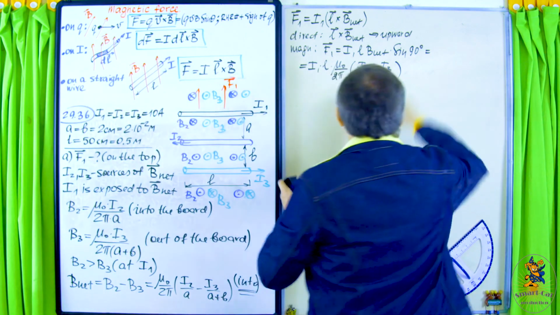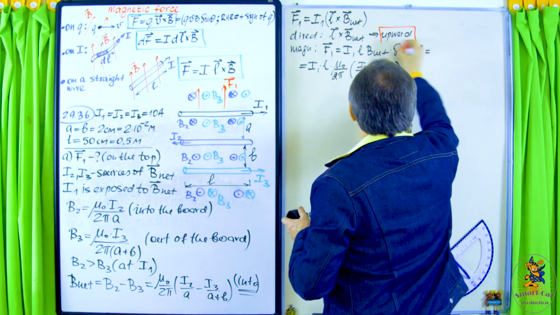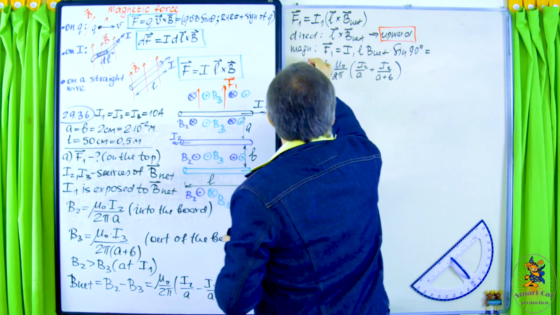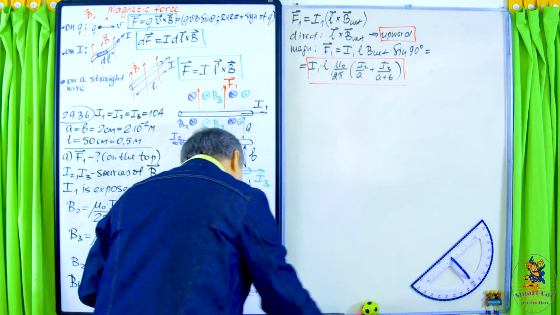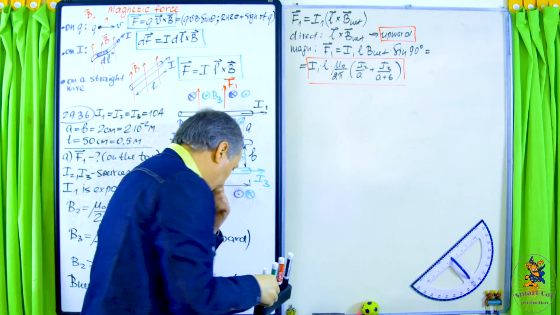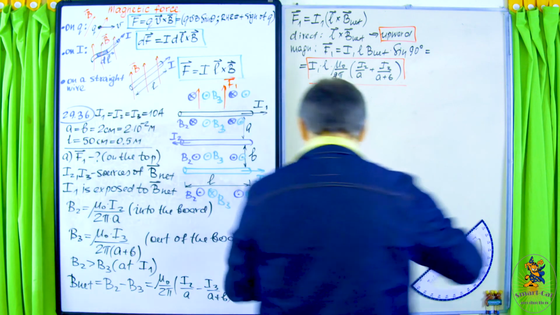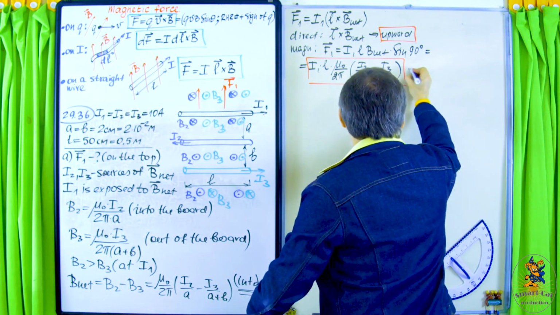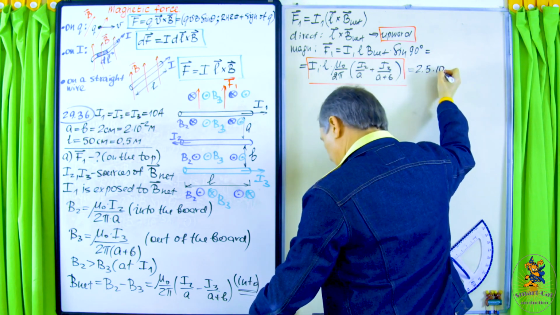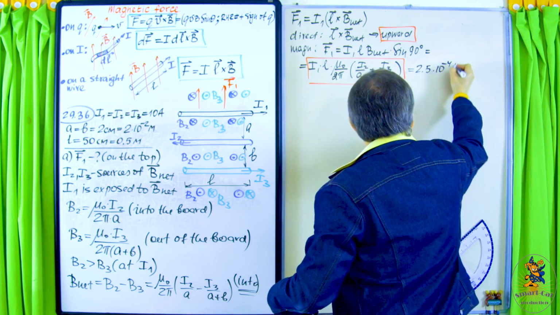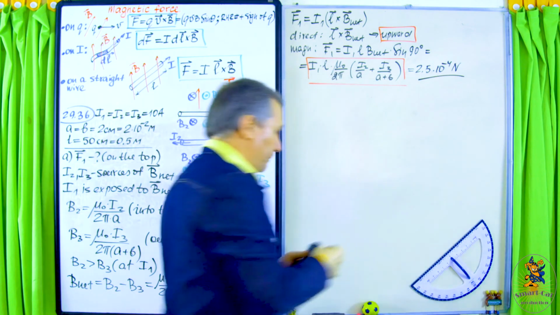So let me frame this. Okay, let me check. Yeah, of course. Actually there are numbers, so let me write down the answer: 2.5 times 10 to the power of minus 4. It's the force, in newtons.